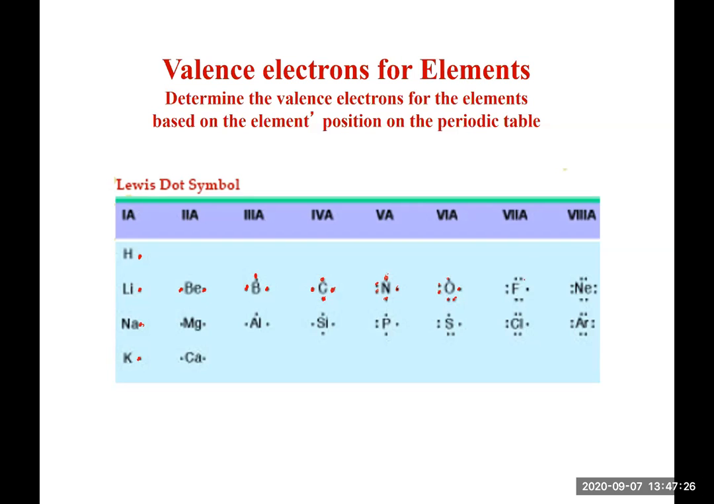Group 7A, all of the halogens, 7, so we will have 3 pairs and then 1 unpaired. And then of course group 8A, which we're not showing helium, but we could, and helium has 2 electrons, so we'll put one on either side of it. All the rest have 8 electrons, and again, that is considered to be the stable electron configuration.